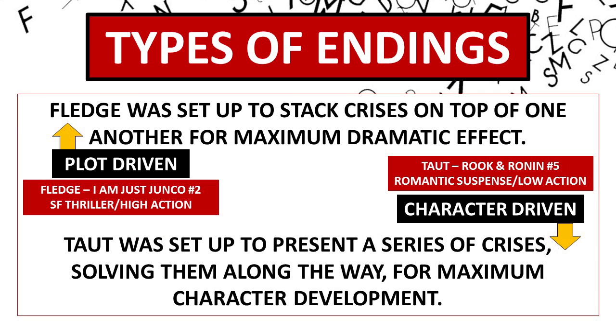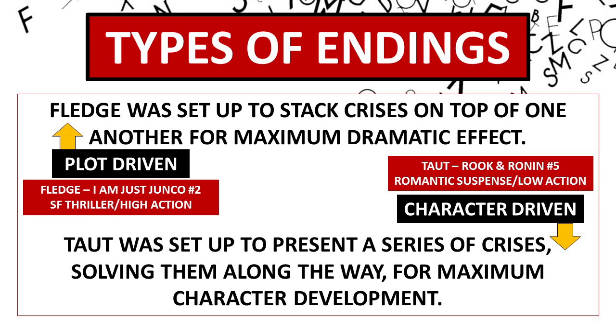So there are 2 types of endings, as I said. We went through the first book that was plot-driven. The Fledge book was set up to stack the crises on top of one another for maximum dramatic effect because it is a plot-driven book. But in the Tot book, because it's character-driven, I set it up totally differently. I set it up as a series of crises, solving them along the way for maximum character development.